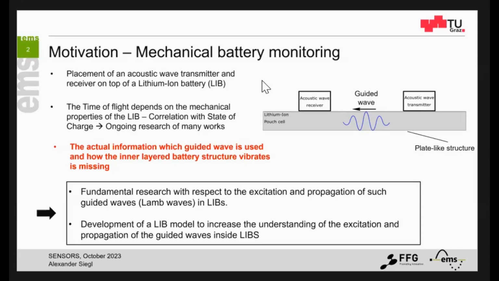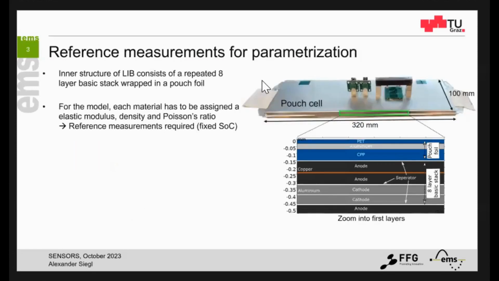What we need for a model is reference measurements, of course. But first, let's have a look at the battery. The pouch cell used in this work is like this. When we zoom into the structure, we can see that the cell is not a homogeneous material, but consists of many single layers. This stack here, the basic eight-layer stack, is repeated many times to achieve the desired capacity of the battery.